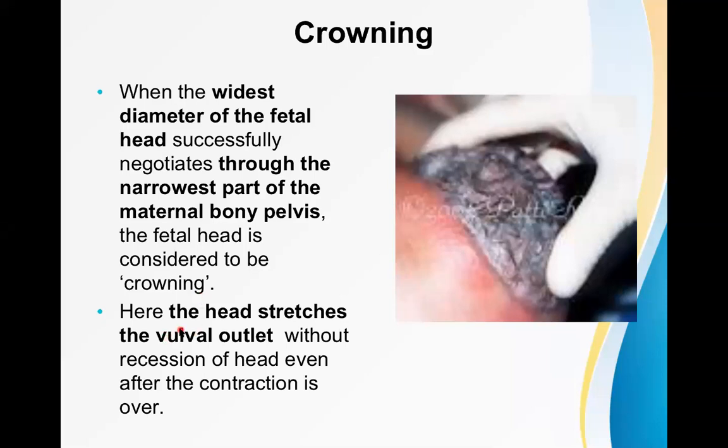In this position, the head stretches the vulval outlet without recession of the head even after the contraction is over, means it doesn't go back in between the contractions. And when the crowning occurs, the delivery is very imminent. Okay, it will occur very soon. So crowning has a very important signal in the delivery room.